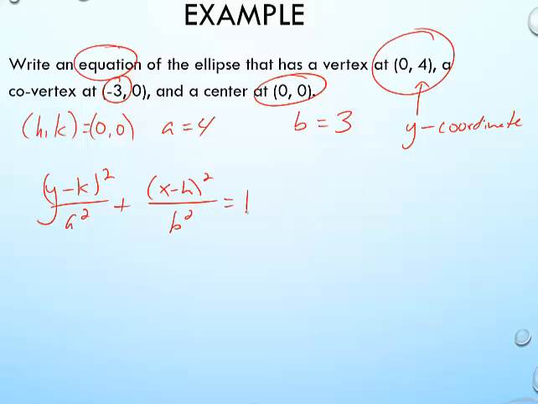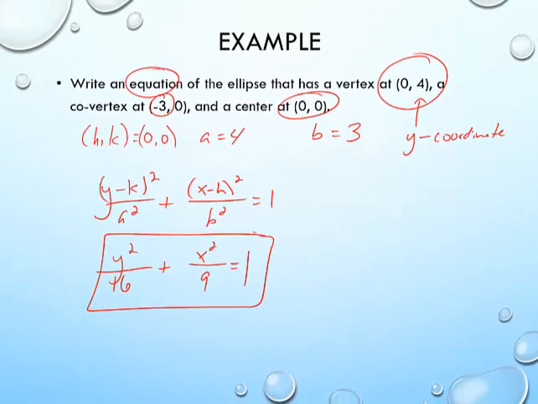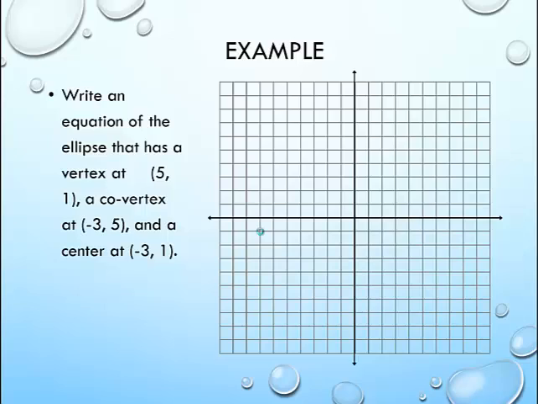So now we're going to go ahead and plug in everything that we found. k is equal to 0, so we're going to just have y minus 0, which is just y. So we're going to have y squared divided by a squared. a is 4. 4 times 4 is 16. Plus x minus h. h is 0, so we're going to just have x squared divided by b squared, which is 3. So 3 times 3 is 9, equals 1. So there's your equation.